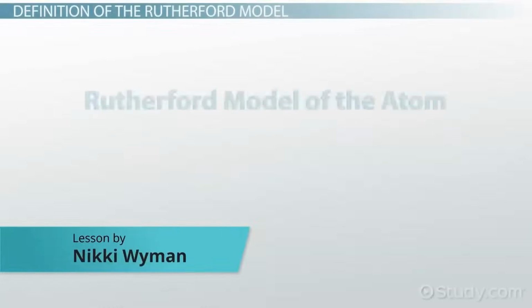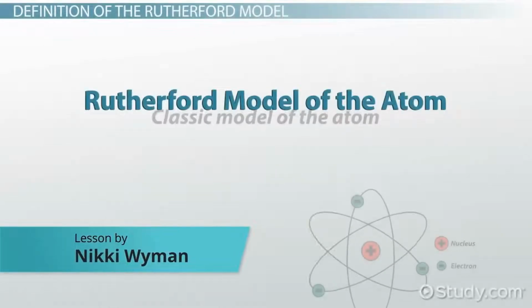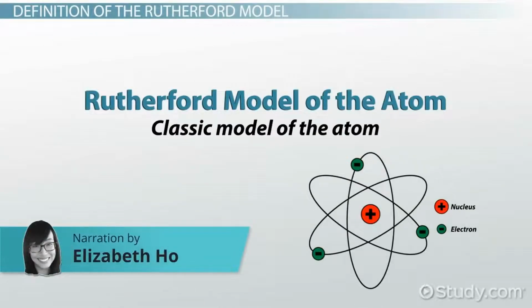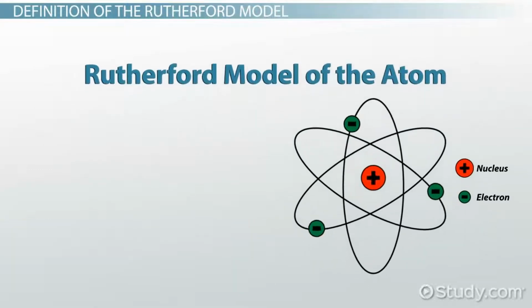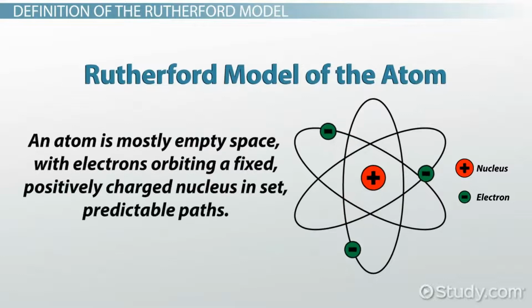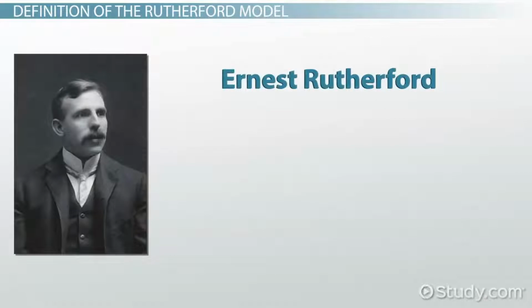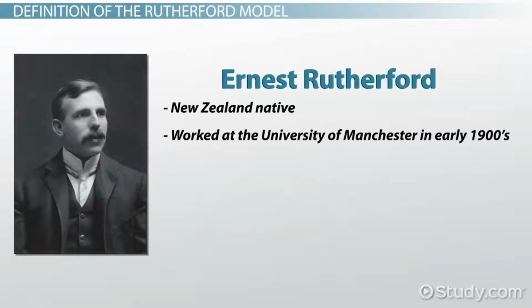In many ways, the Rutherford model of the atom is the classic model of the atom, even though it's no longer considered an accurate representation. Rutherford's model shows that an atom is mostly empty space, with electrons orbiting a fixed, positively charged nucleus in set, predictable paths. This model of an atom was developed by Ernest Rutherford, a New Zealand native working at the University of Manchester in England in the early 1900s.